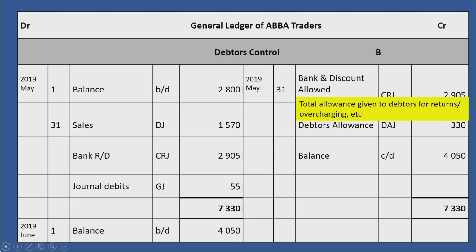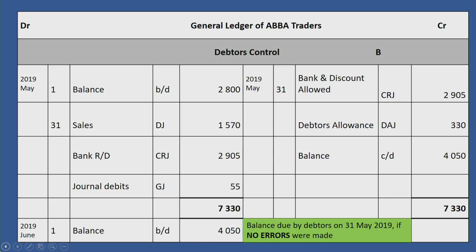Right, lastly, debtors' allowances. I've given my debtors some allowance for returns. They owe me less. And then, very important, what does it say there in the bottom block, green? It says balance due by debtors on the 31st of May 2019, and this is a new thing, if no errors were made.